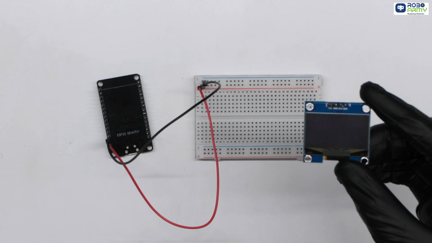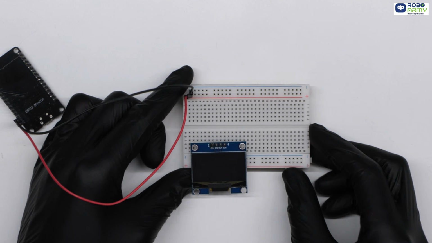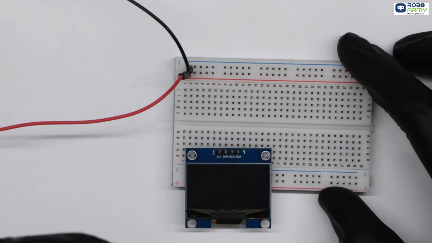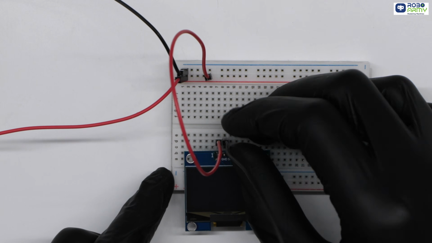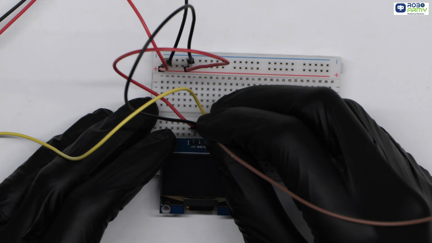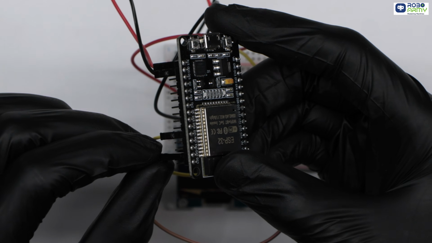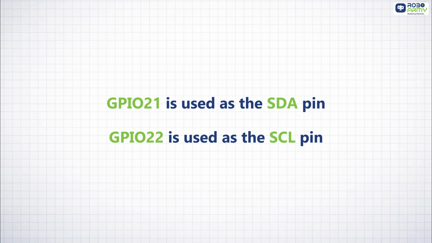First, connect the SH1106 OLED display with the ESP32. The OLED display works on I2C communication. Connect OLED VCC to ESP32 3.3V, OLED GND to ESP32 GND, OLED SDA to GPIO21, OLED SCL to GPIO22. In our code, GPIO21 is used as the SDA pin and GPIO22 is used as the SCL pin.